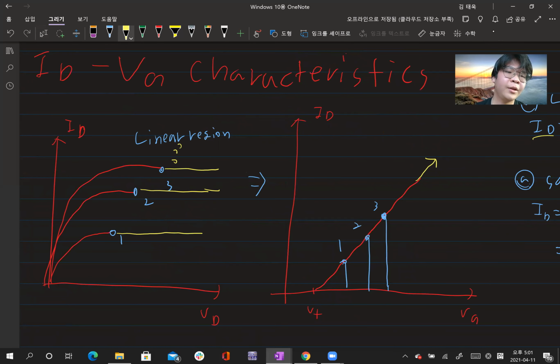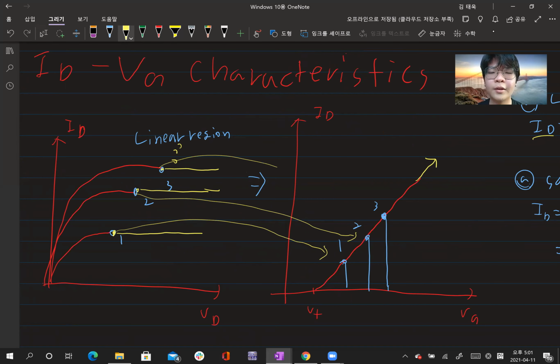So in here, in ID-VD, we can locate this point as here. If the drain bias VD gets higher, then the slope will go up. And if the drain bias gets lower, the ID-VG curve will get lower.